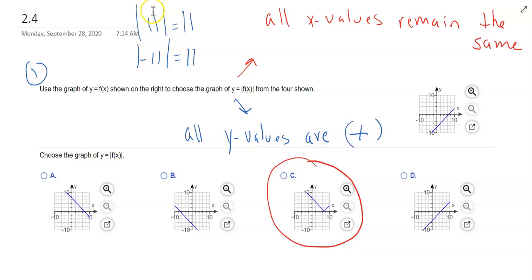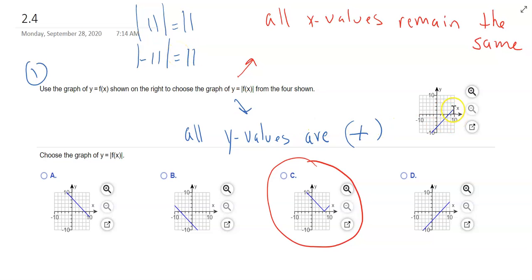So the distance from 0 to 11 is 11. The distance from 0 to negative 11 is 11. And that is the same concept we're looking for this entire section, but they can be a little more difficult. So sometimes it's nice to think that x values are always going to remain the same, and all of the y values are going to be positive. So if it was positive before, it will remain positive. If it was negative before, just like this example here, it goes to 11.